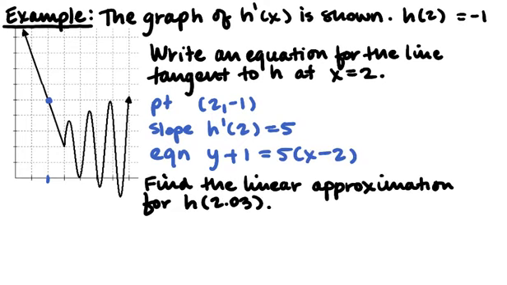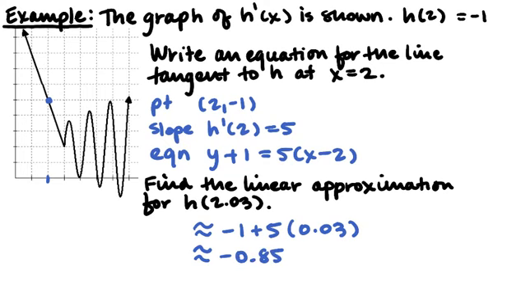All right, now maybe I would ask you about the linear approximation for h of 2.03. Well, I'm just going to plug in 2.03. So I would say it's approximately equal to -1 plus 5 times (2.03 minus 2), which is 0.03. So that's -1 plus 0.15, which would be -0.85. Okay, so you could say it's about -0.85. If it's a free response situation, this would be a safe place to stop, right?